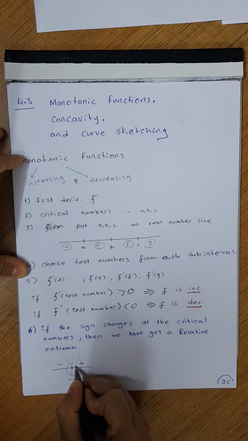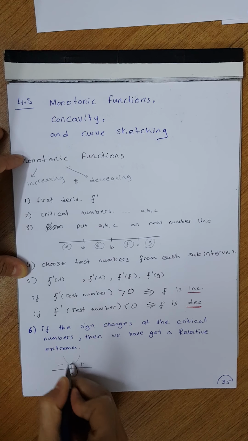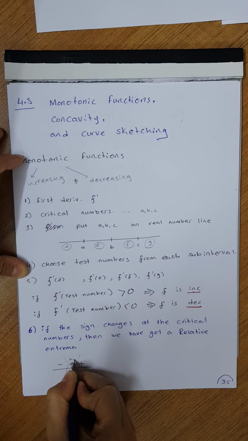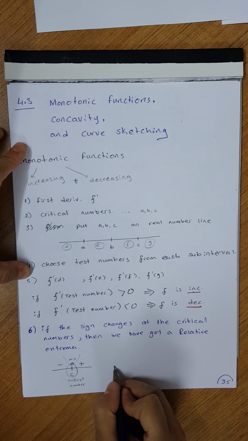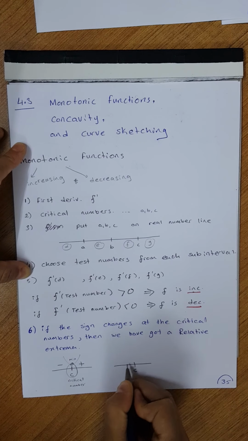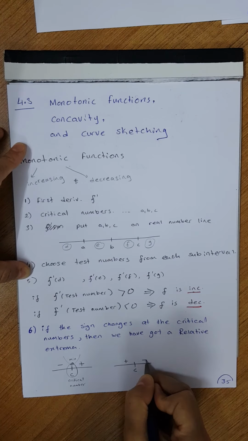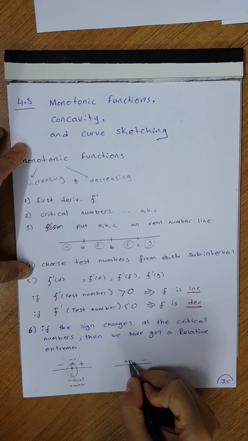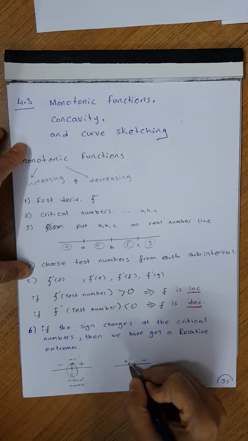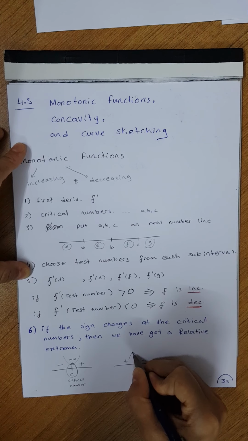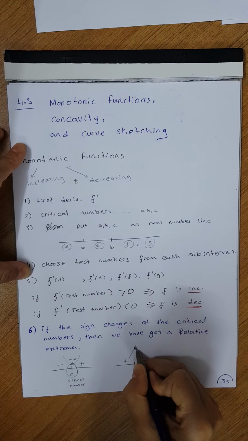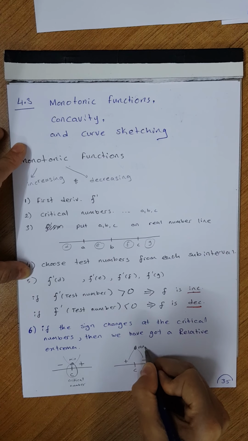So what will that point be? That point, if you look at it, is the minimum point. Okay, so that one is a relative minimum. How about if I have a critical number, and on the left it is positive and on the right it is negative? That means what? That means on the left side of the critical number, the function is increasing, and on the right side it is decreasing. So what will that point be? That will be a relative maximum.